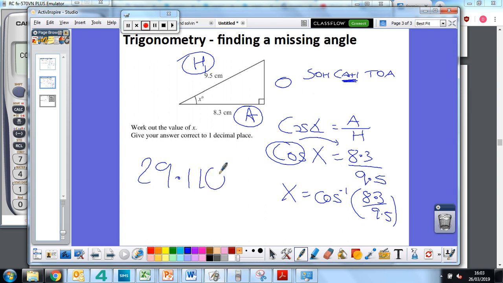29.110. Our question asks for 1 decimal place, so we just want to round to that. So 29 point something. Check the next digit. Nope, we don't round up, we'll just keep it as 29.1. Don't forget it's an angle that we're working with, so our units are degrees. And there you have it. An easy and a difficult finding a side, and a standard issue finding a missing angle. Hopefully that was helpful.